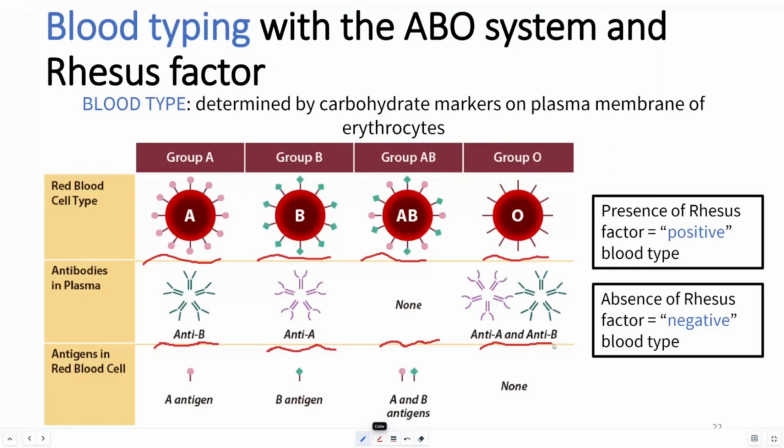Now, the Rh is an indication of the rhesus factor, which is another antigen found on the cell membrane. If it's positive, we say that it's positive for the rhesus factor, and if it's negative, we say that it's absent for the rhesus factor. So the Rh blood type is determined by the presence of the Rh antigen. In some texts, we call that the D antigen. So if the D antigen is present, it's going to be a positive blood type. If the D antigen is absent, we call it the negative blood type.